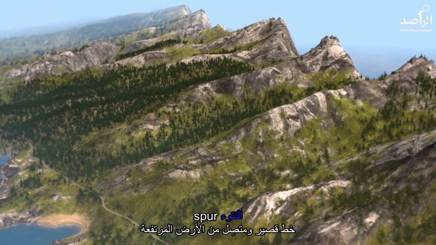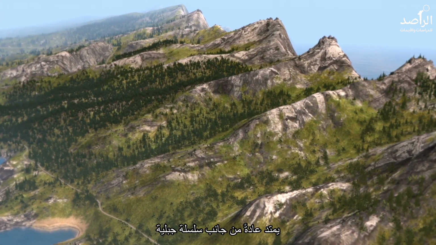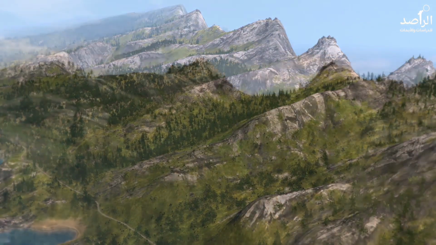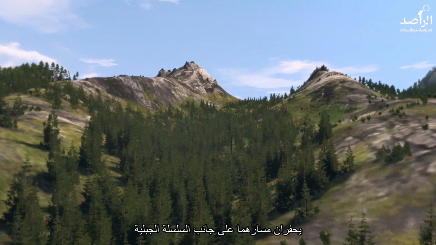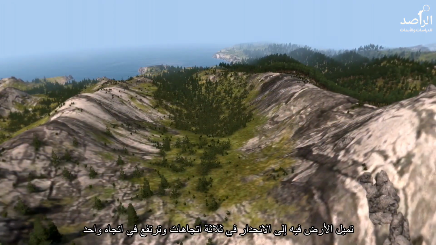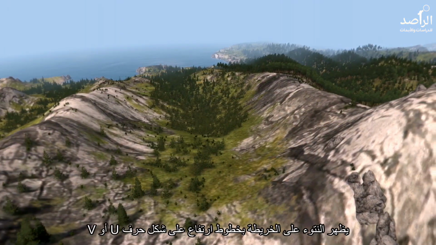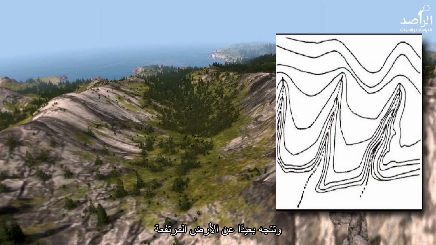A spur is a short, continuous sloping line of higher ground, normally jutting out from the side of a ridge. A spur is often formed by 2 roughly parallel streams cutting draws down the side of a ridge. The ground will slope down in 3 directions and up in 1. Contour lines on a map depict a spur with a U or V pointing away from high ground.